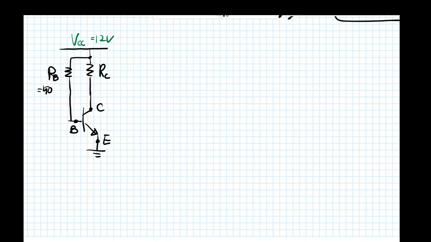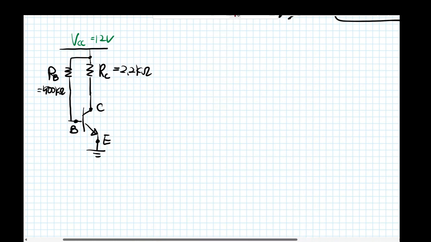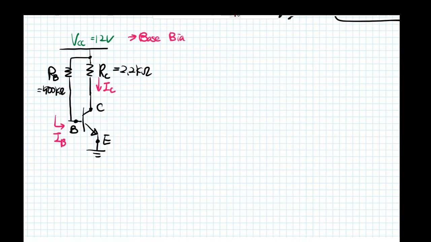All right. Okay, I'm going to try to solve example one, the question one. That is for the base bias transistor circuit. Okay.